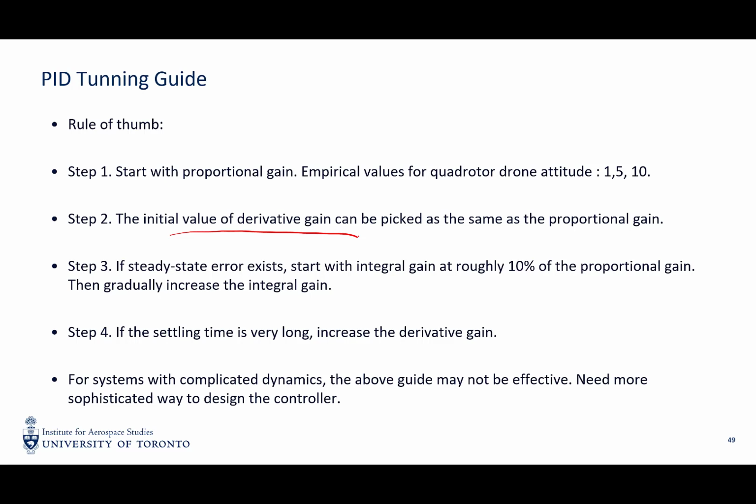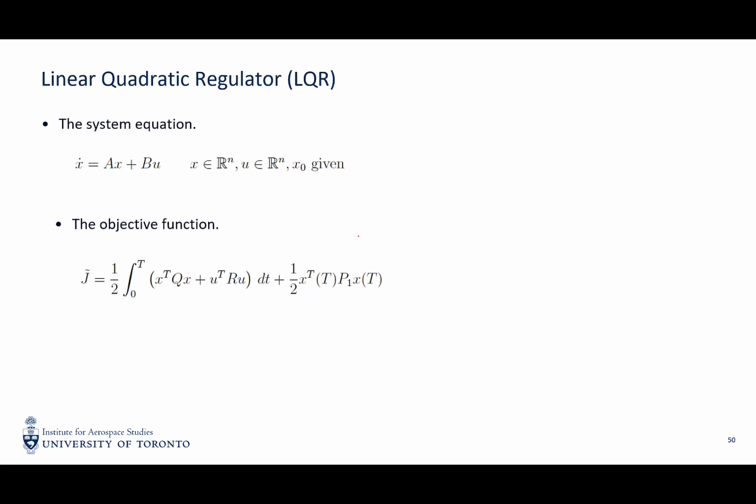But I would say that for complicated dynamics, this rule of thumb may not be effective. So we might rely on more sophisticated control methodologies for designing controllers. But for simplified systems, such as the position control of a quadrotor, we can still use this rule to tune the gains of PID. Okay, PID is simple, but for complicated systems it may not work because of the dynamics and all the coupling between states.